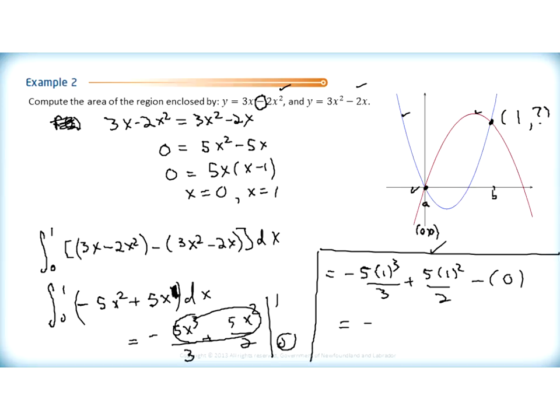So that's going to be minus 5/3 plus 5/2. So let's see, a denominator of 6 would be negative 10 over 6 plus 15 over 6, which gives me a final answer of 5 over 6. So the area of that enclosed region in here is 5/6.